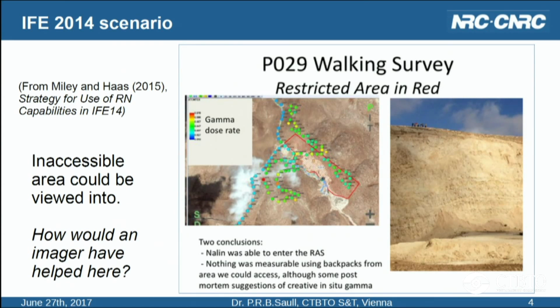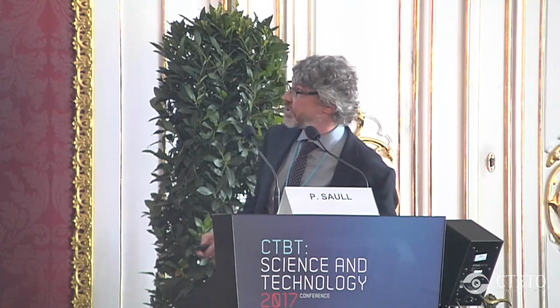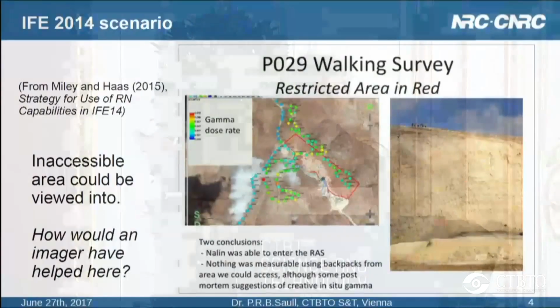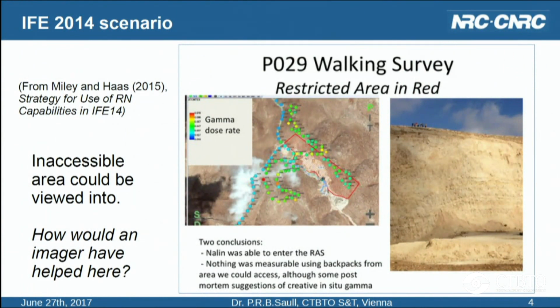This is stolen from a talk. Here is shown a region that the inspectors were not allowed to access, but they could walk around. And here they are looking down from a ridge into an area that they weren't allowed to access, probably wondering or wishing they had a Compton gamma imager. So this is the question we want to ask: if they had a Compton gamma imager, what would they have been able to do? Would it have improved things?